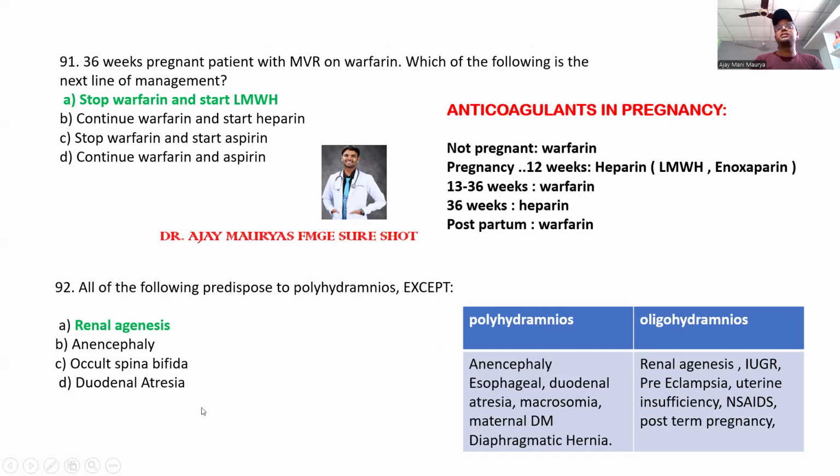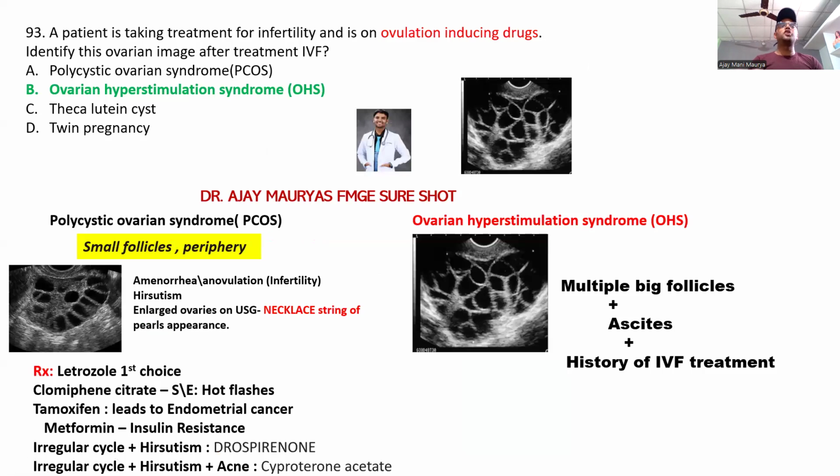Okay, now please remember this one. Next question: remember the difference between PCOS and OHSS, ovarian hyperstimulation. In PCOS we see small follicles at the periphery. The triad is amenorrhea or infertility, hirsutism with facial hair growth, and enlarged ovaries, giving the appearance of a necklace or string of pearls. The first-choice drug is letrozole.